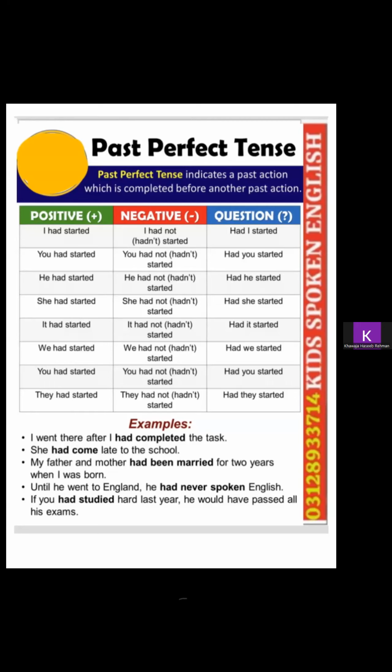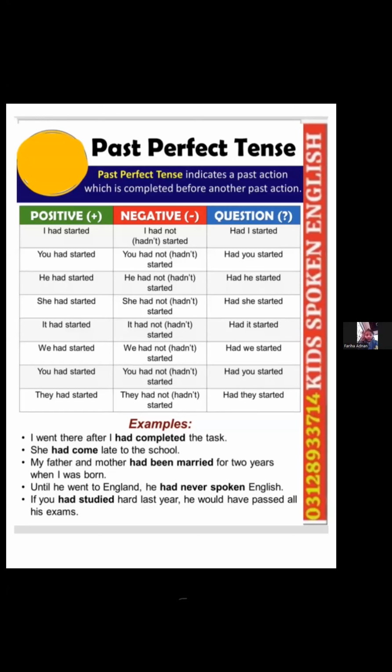Tell me students, in this sentence, I went there after I had completed the task. Tell me इसमें पहले काम कौन सा हुआ है? Work, ma'am. Yes, exactly. टास्क को कंप्लीट करने का वर्क पहले हुआ है, that's why we have added had here, okay?